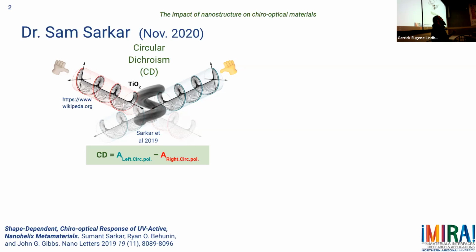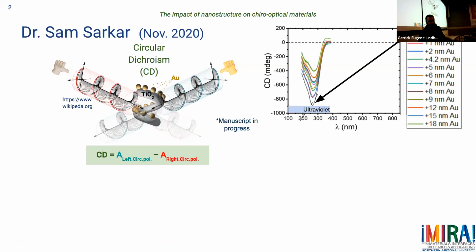Now, the tunable and strong CD of ultraviolet is novel in itself, but Sam wanted to take this a step further and study the interface effects that occur between a metal and a semiconductor when he decorates the helices with gold. What I am showing you here is the CD spectra of the helices with various depositions of gold. And we see that the helices without gold produced the strongest absorption in the ultraviolet, with black here.